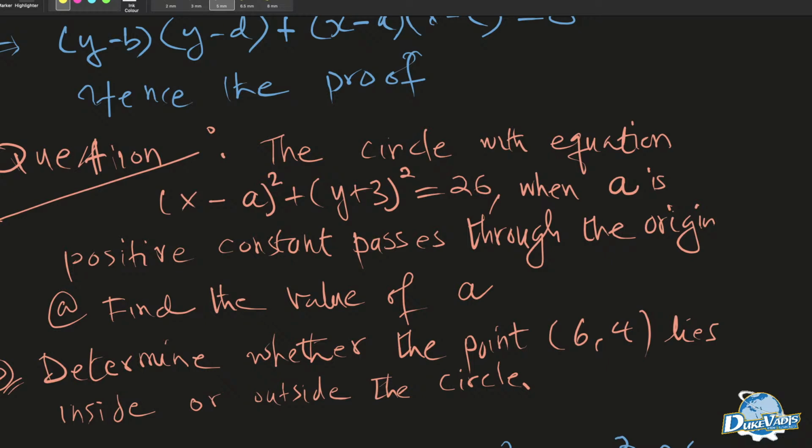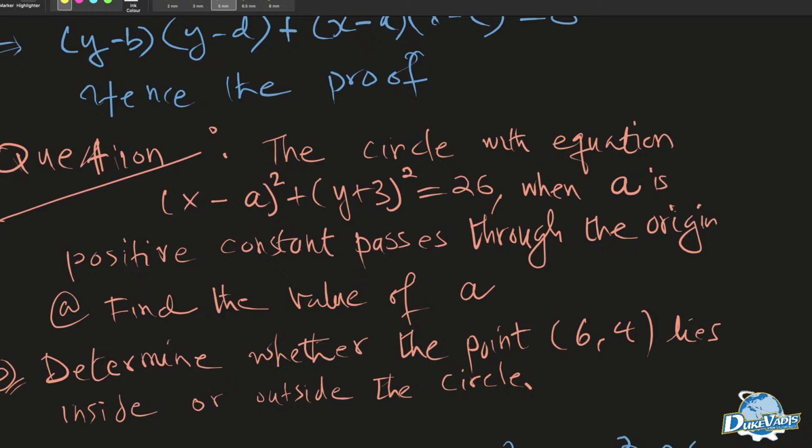Friends, let's set the ball rolling. The question is so simple. It's a circle with equation (x − a)² + (y + 3)² = 26, when a is a positive constant, passes through the origin. The first question says find the value of a. And the B part is to determine whether the point (6, 4) lies inside or outside the circle. Let's see how we'll square this question with ease.